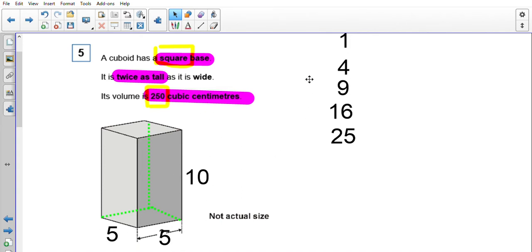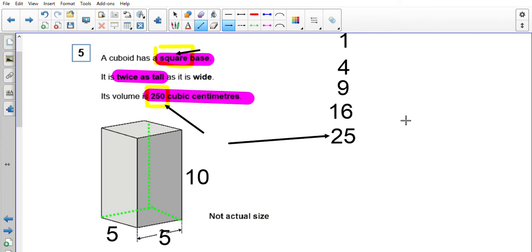Okay, so you can get there with some trial and error. However, if you inspect that, if you're spotting those links and those relationships, if you're spotting that square base, and if you're spotting that 250 and identifying that as having a link with a square number, that's where you're going to get a much more efficient solution to these problems.